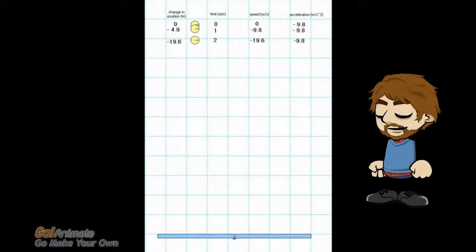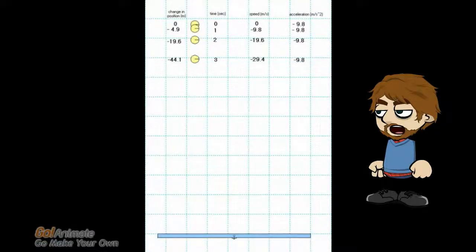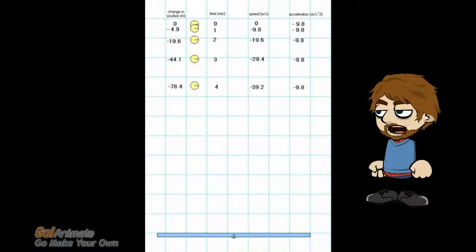Another second has elapsed. The ball is now traveling 19.6 meters per second towards the ground and is also 19.6 meters below its starting position. Verify these values. After 3 seconds of falling, it has reached a speed of 29.4 meters per second and is now 44.1 meters below its starting point. Notice that the spacing between images of the ball is increasing as it falls. This shows it is gaining speed. After 4 seconds, it is traveling 39.2 meters per second and has fallen 78.4 meters towards the ground.